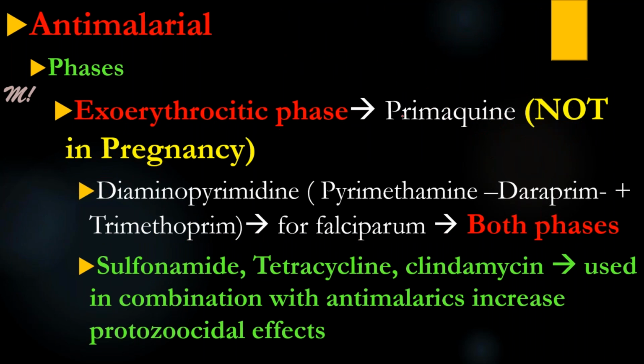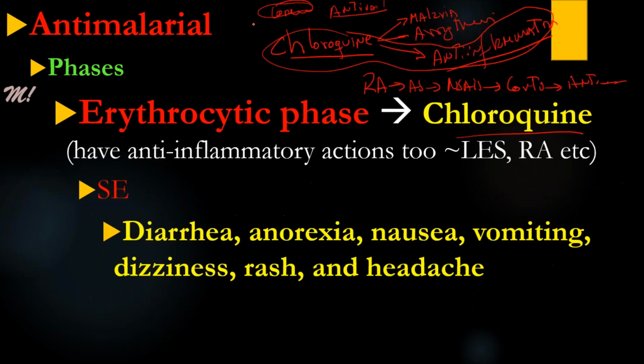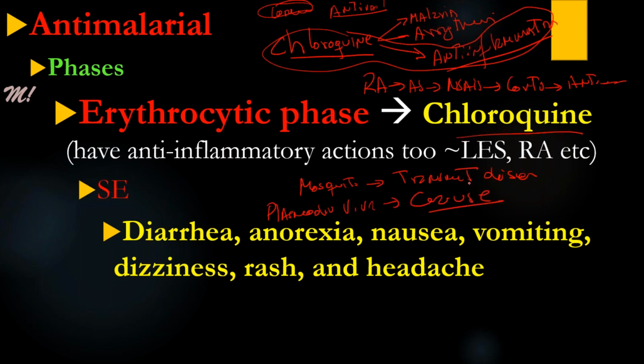And here we have two medications. The chloroquine is going to attack the protozoa. So remember, the mosquito transmits the disease, but the Plasmodium vivax is the cause of the disease. Okay? We got that? The chloroquine side effects are going to be, it's called what?